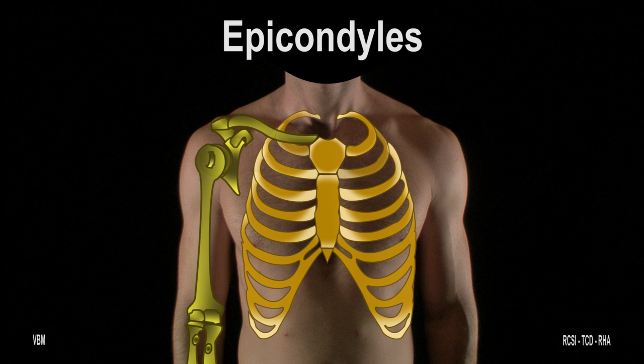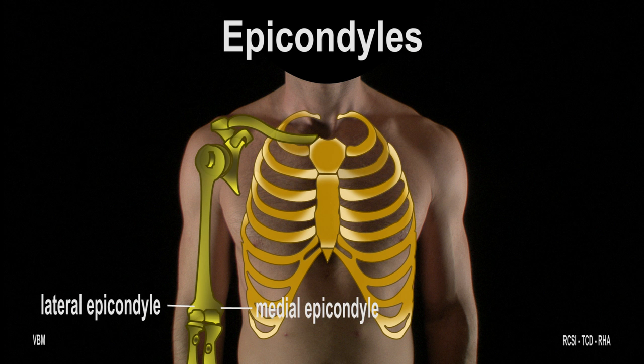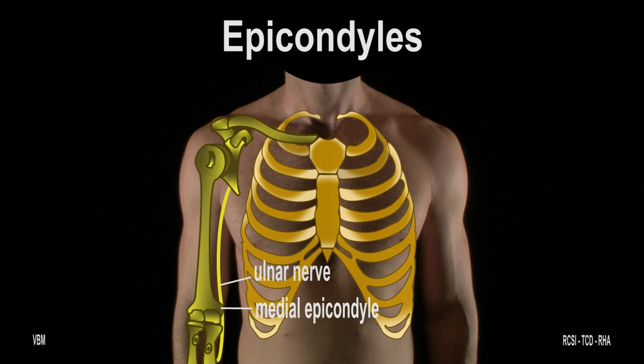Epicondyles. Palpate the medial and the lateral epicondyles of the humerus. The lateral epicondyle is the common origin of the forearm extensors. The medial epicondyle is the common origin of the forearm superficial flexors. The ulnar nerve passes posteriorly to the bone and may be damaged here.